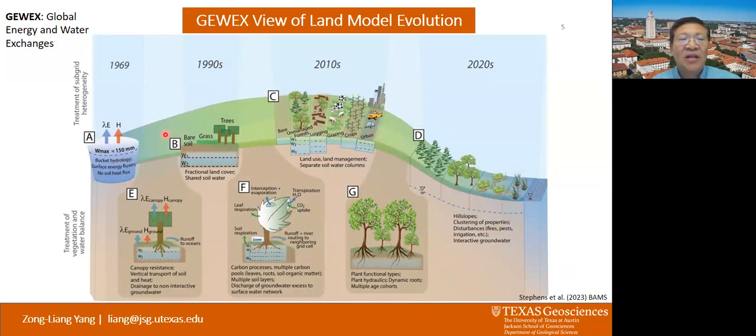The top figure showing B, C, and D indicates the models are including more and more heterogeneities, different patches, different surface types, how they interact, and how they are modified by humans. And E, F, and G indicate the processes such as photosynthesis, evapotranspiration, and infiltration and runoff. Basically water bodies, water exchanges, and carbon and other exchanges.